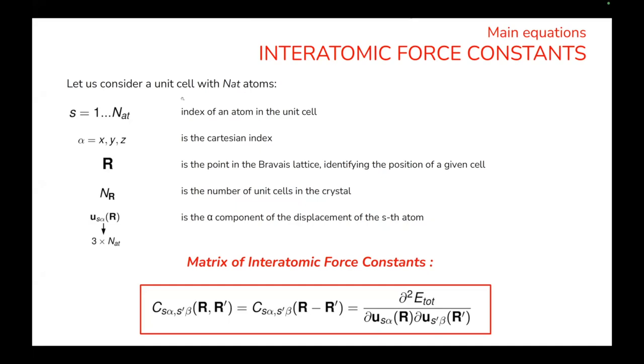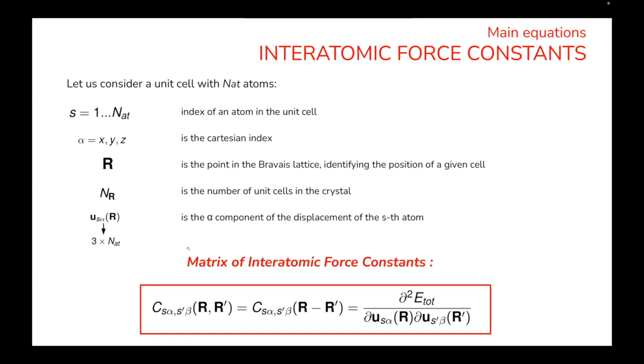Let us consider capital N_AT, the number of atoms in the unit cell. Alpha means the Cartesian components x, y, z. Capital R is the point in the Bravais lattice and defines the position of a unit cell. And capital N_R is the number of these unit cells. Then with u_{s alpha}(R) we denote the atomic displacement. This corresponds to the displacement of atom s in the unit cell R along the alpha direction, which could be x, y, z. So we can have 3 times N_AT displacements. We have N_AT atoms, and each of the atoms can move in three directions. That's why we have three times N_AT.